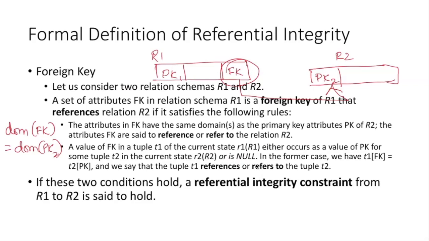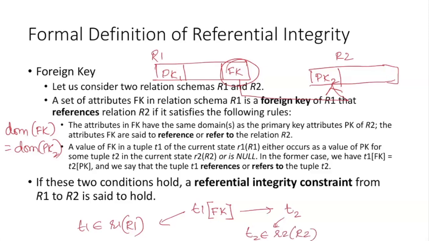So that means the second condition says that if I have a tuple T1, what is T1? T1 is the tuple which belongs to a relation state r1 of the relation schema R1. And so if I have this, then the value of the foreign key for tuple T1 should either occur as a value of some tuple T2. What is T2? T2 belongs to some relation state r2 of the relation schema R2.